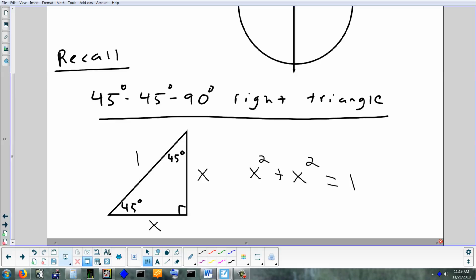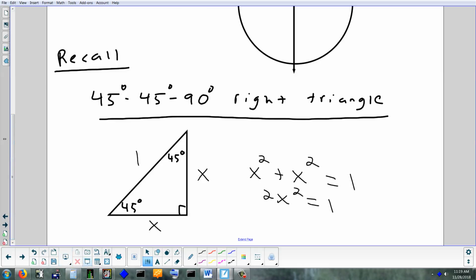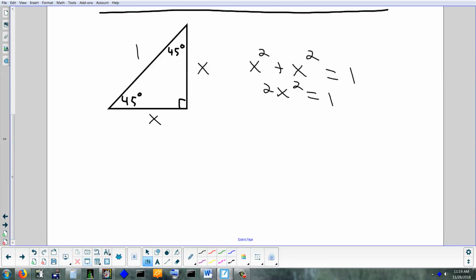So I have x squared plus x squared, that's 2 x squareds. All right, what would I do next to get x by itself? Divide each side by 2. Divide by 2. So I get that x squared is a half.